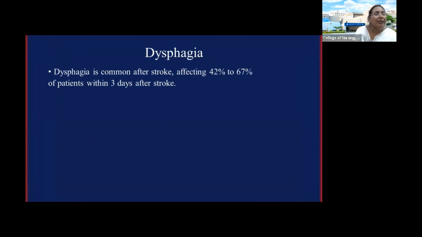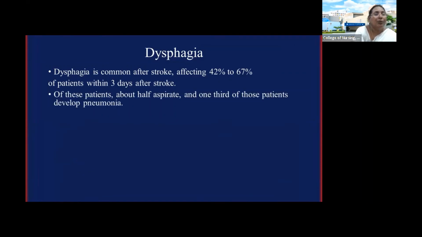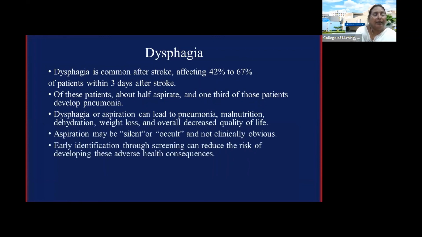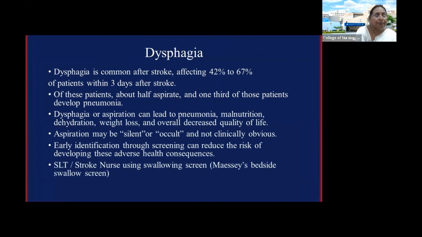Coming on to dysphagia, that is again common after stroke, affecting about 42% to 67% within 3 days of stroke. And half of these patients aspirate and develop pneumonia. Not only that, dysphagia can also lead to malnutrition, because they're not eating, dehydration, weight loss, and they feel very upset because they cannot eat. Aspiration may be silent or occult, and sometimes not clinically obvious. So we must be very careful to do the swallowing screen as quickly as possible, identify if there is a problem and deal with it.